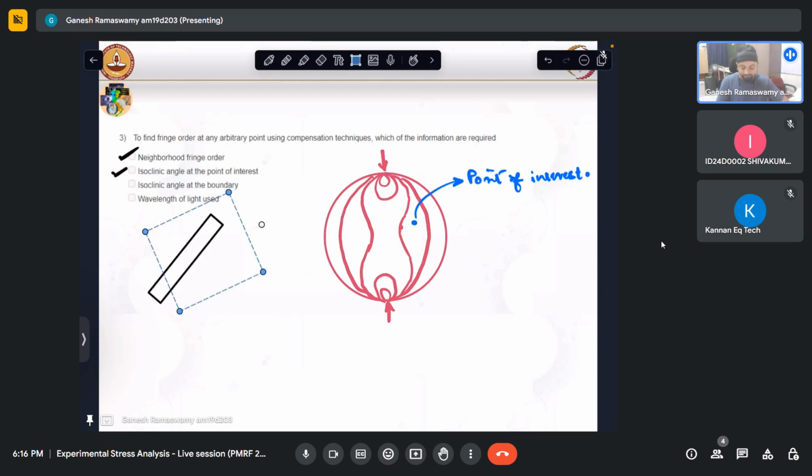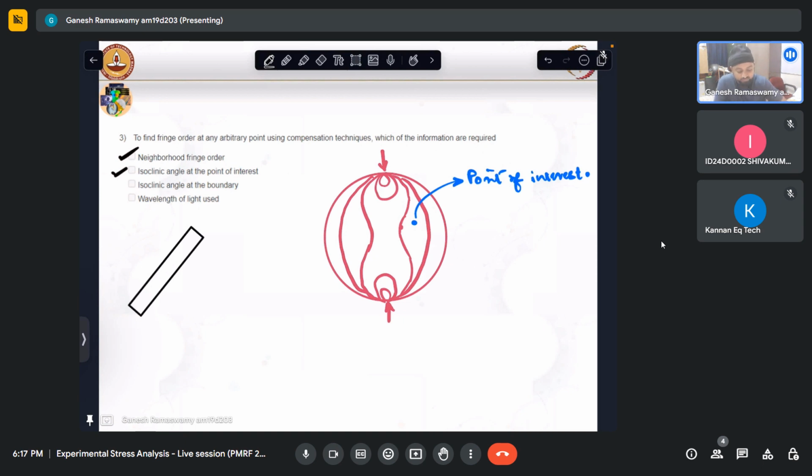rotating the knob. If we were to use Tardy's method of compensation, where we use the analyzer itself as the means to introduce the retardation, or rather as a compensator, in such a case, also we need to position the entire polariscope at that angle and then go about doing our study of compensation. So isoclinic angle at that point of interest is necessary. Isoclinic angle at the boundary has no bearing on the isoclinic angle at some arbitrary point. So essentially, we are only focused on that point.